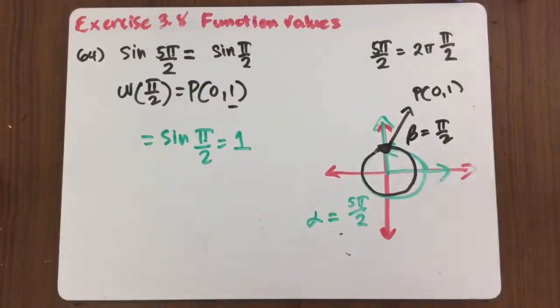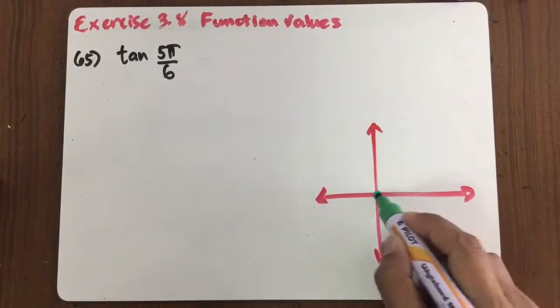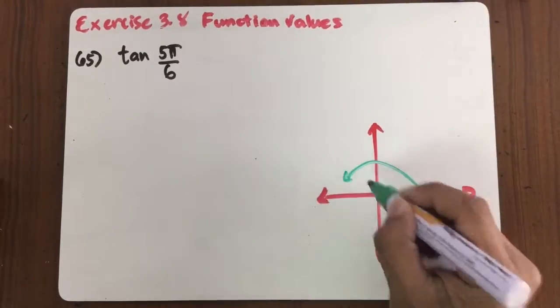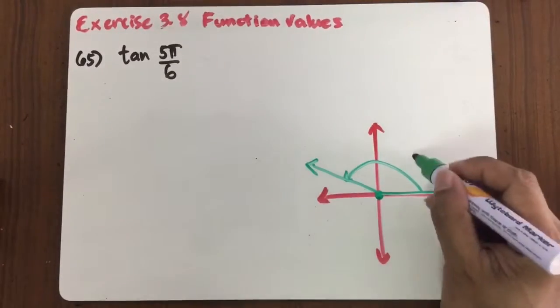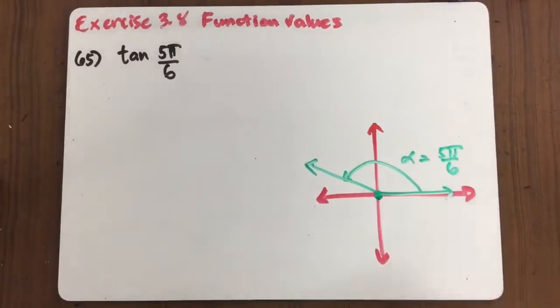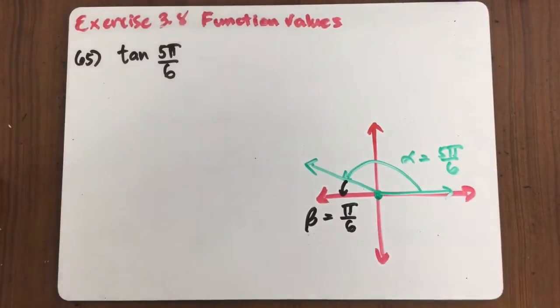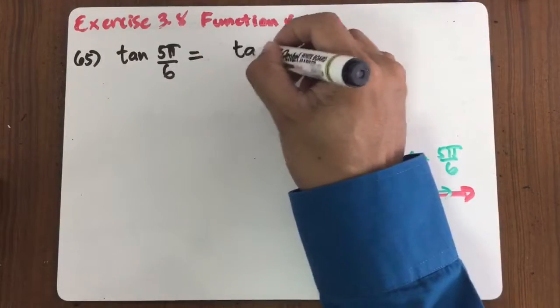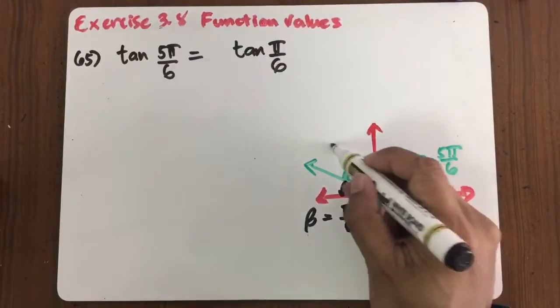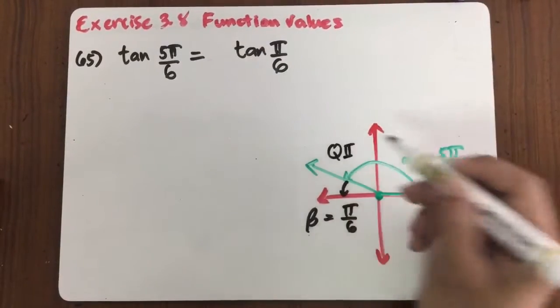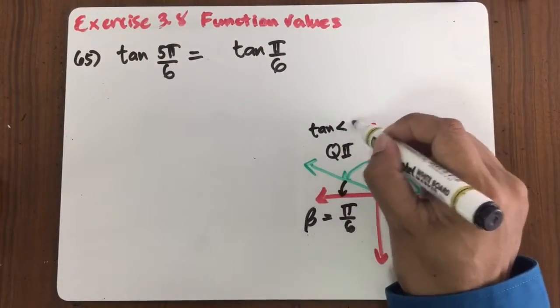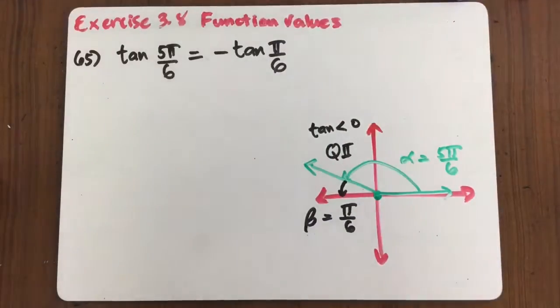Okay, next, let us evaluate tangent of 5 pi over 6. Okay, 5 pi over 6. So, ang ating angle is nasa second quadrant. O, ano naman ang ating reference angle? Yun ang ating reference angle, it's pi over 6. Sa second quadrant, ang ating tangent function is less than 0. So, negative siya. So, we will append the negative sign dito sa ating tangent of pi over 6.